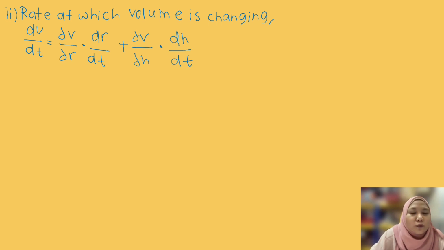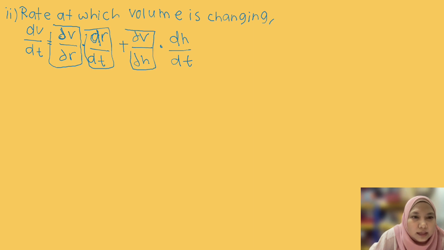So please be careful with this one, okay? The symbol is different. This one uses del because this is a partial derivative. This one is the normal d. So please be careful with the formula. Please write down this formula first for the chain rule before you do the steps to solve. Now we need to find dV/dr, dr/dt, dV/dh, dh/dt.